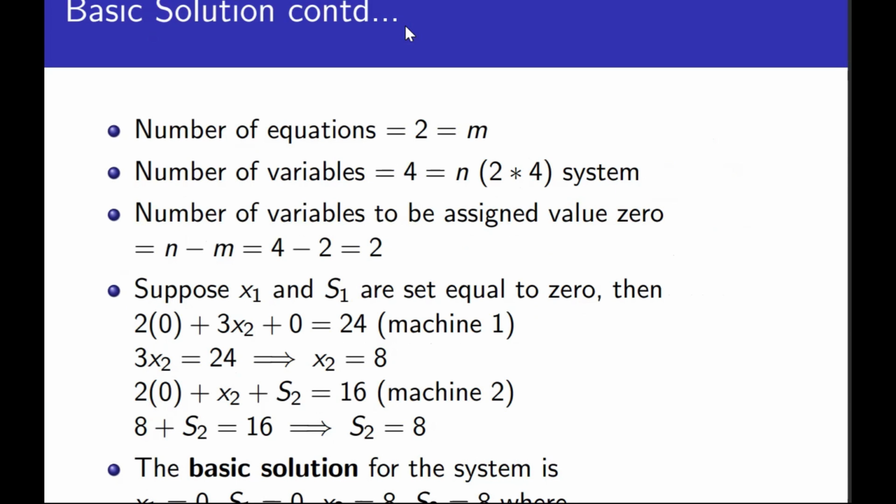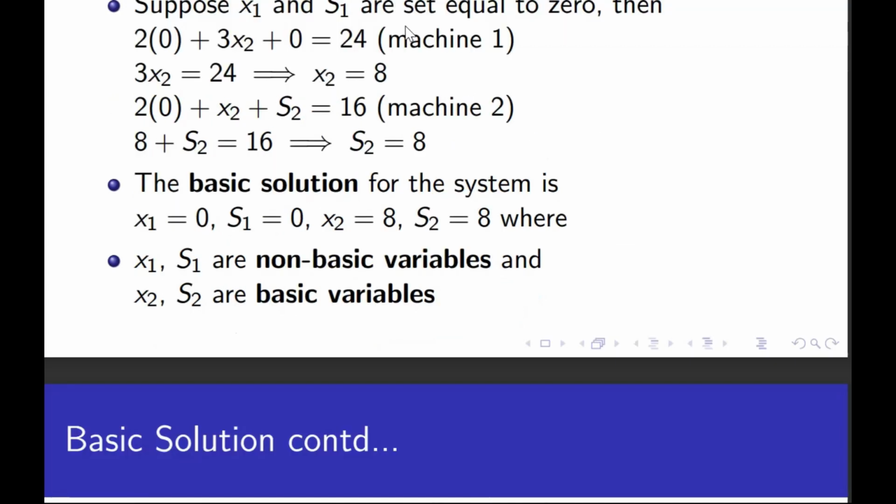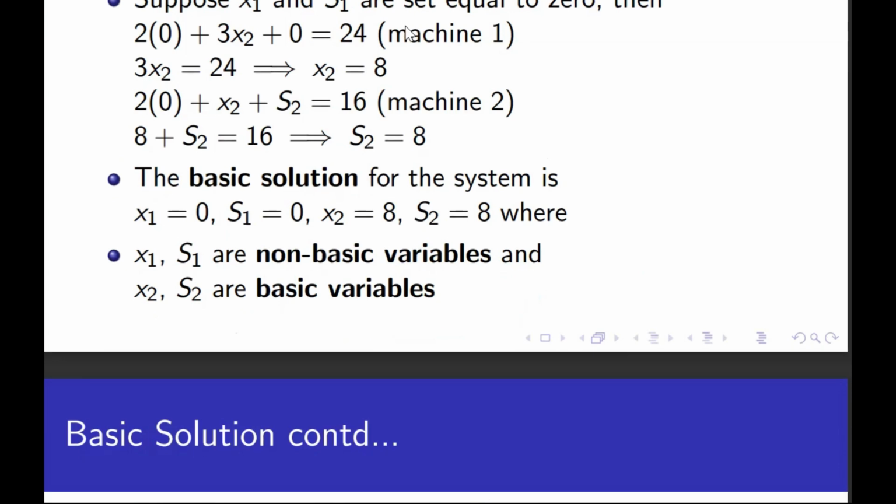Then 2 into 0 plus 3x2 plus 0 is equal to 24 for machine 1. Then 3x2 is equal to 24, giving x2 is equal to 8. 2 into 0 plus x2 plus s2 is equal to 16 for machine 2. 8 plus s2 is equal to 16, so s2 is equal to 8. The basic solution for the system is x1 equals 0, s1 equals 0, x2 equals 8, s2 equals 8. x1 and s1 are non-basic variables, while x2 and s2 are basic variables.